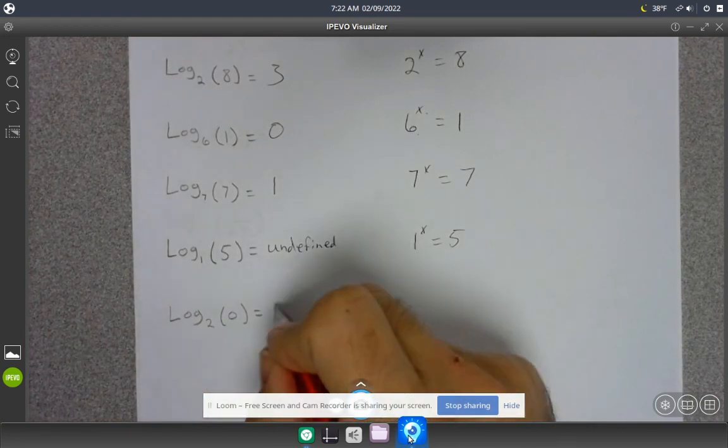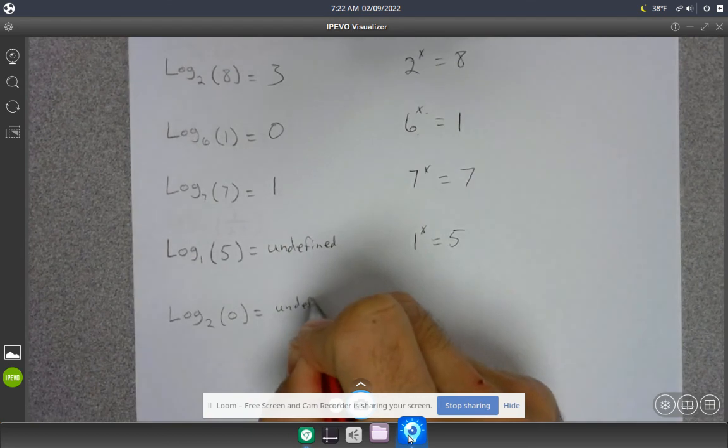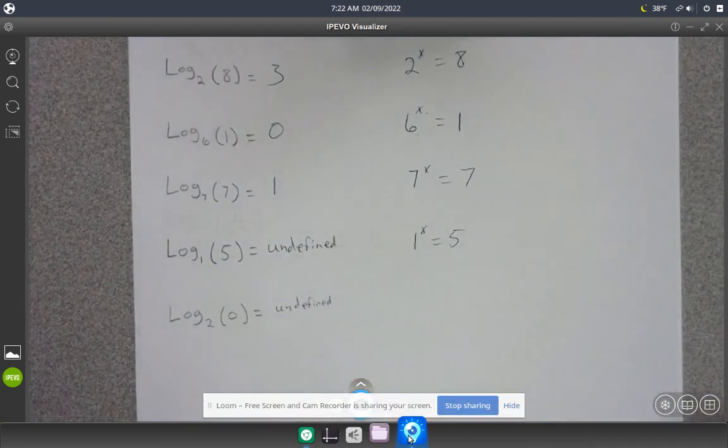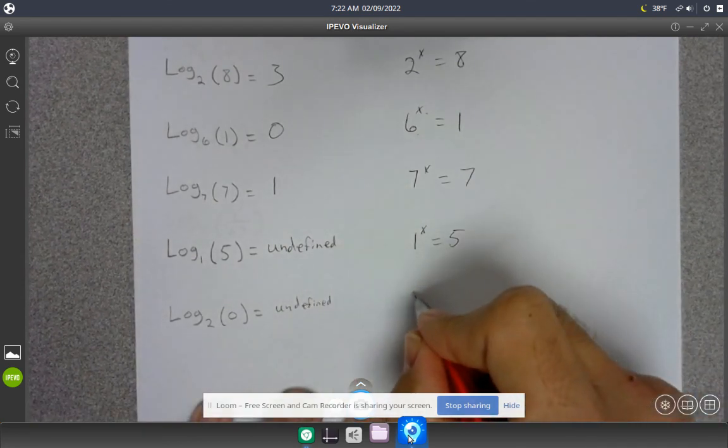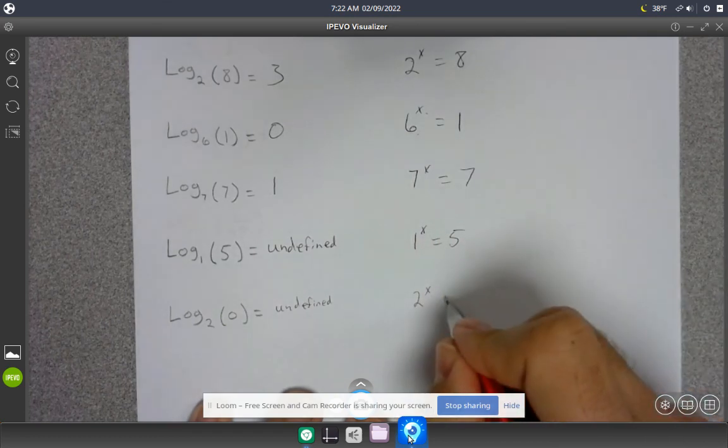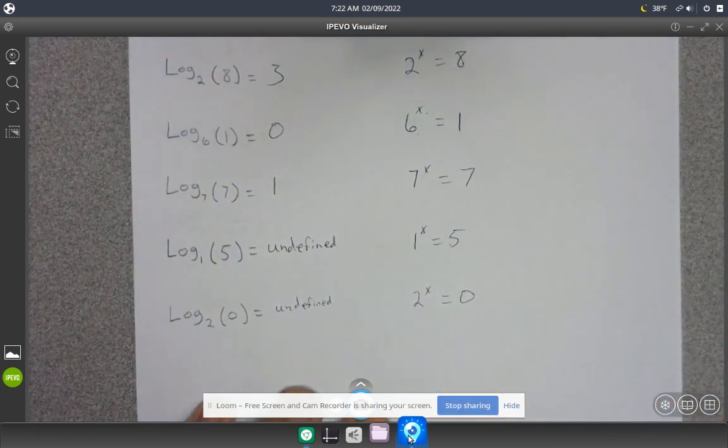This is also going to be undefined, but for a different reason. This one would be 2 to what power will equal 0. We know that if the exponent here is positive, we just get bigger and bigger numbers. If the exponent's a fraction, that's kind of like taking the square root of this number.